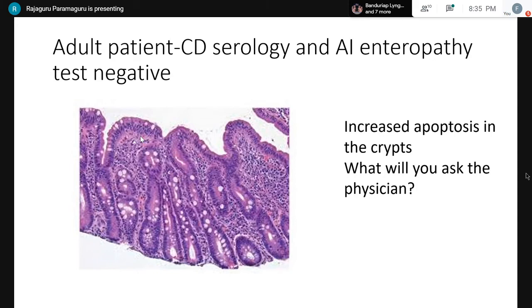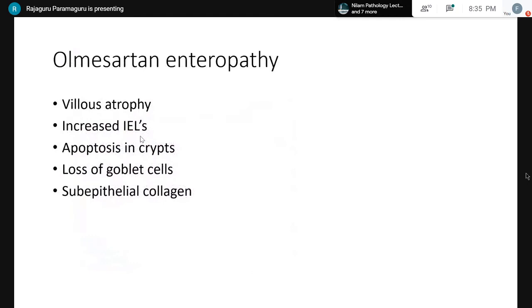So this is olmesartan enteropathy. This is an angiotensin II receptor blocker for hypertension. And it is going to show villus atrophy, increase in intraepithelial lymphocytes. There's going to be increased apoptosis in the crypts. There's going to be loss of goblet cells, but Paneth cells will be preserved. And there can be subepithelial collagen increase also. So in an adult patient, when you have findings which look like an autoimmune enteropathy, check for this drug. Cessation of this drug will lead to improvement of the patient's symptoms as well as the endoscopic features.